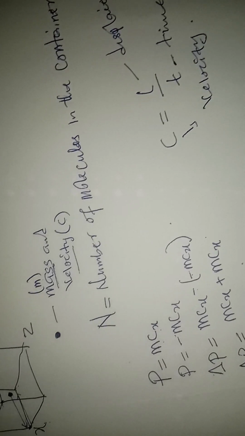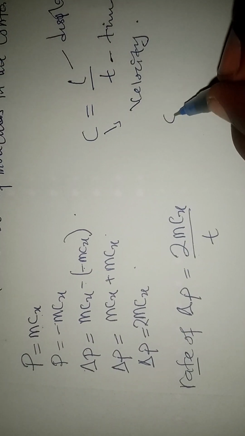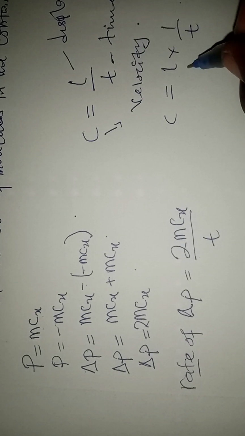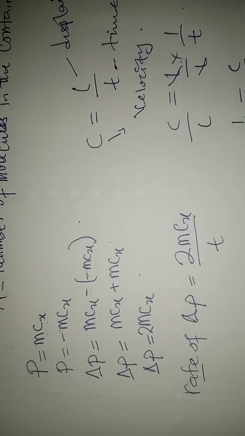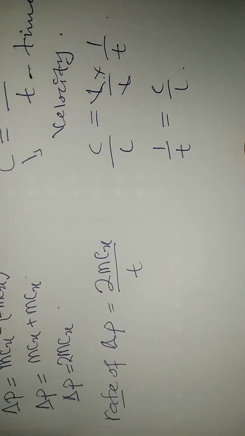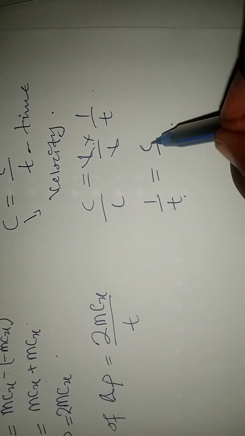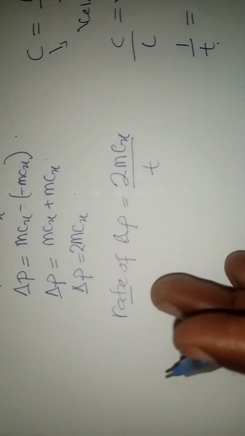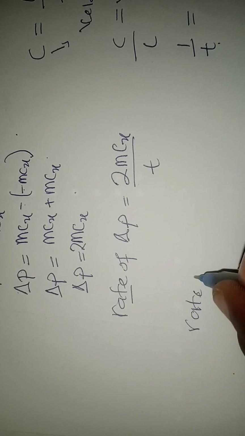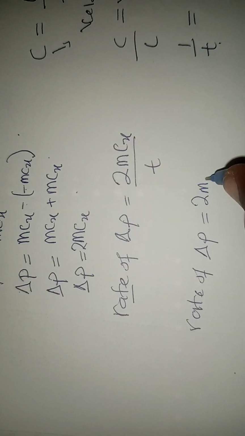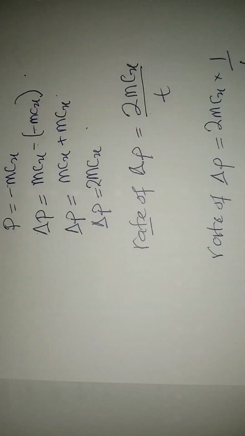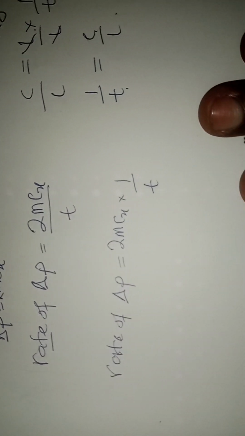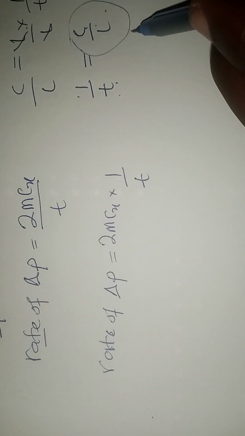So now we can make 1 all over T the subject of the formula. So now we can say C is equal to L times 1 all over T. Then divide both sides by L. This one will now cancel this. Therefore, we now have 1 all over T is equal to C all over L. So it means that wherever we have 1 all over T, we can replace it with C over L. So now we can say our rate of change of momentum is equal to 2mcx times 1 all over T. So now we can easily replace 1 all over T with C over L in this equation.